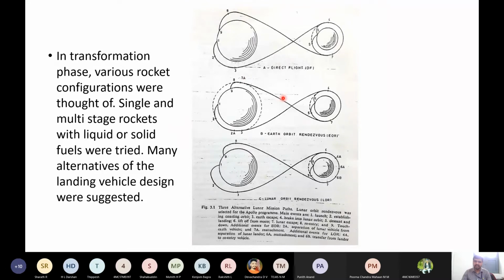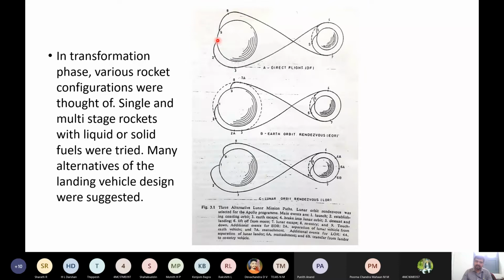Here we consider three solutions generated by the people working on finding the proper path. Considering the first alternative, this is the direct flight. This is one solution they thought about. Consider this as earth and this as moon. The vehicle, the rocket, will be launched from the earth. It may be from Florida, the launching pad of NASA. So from there it took off.